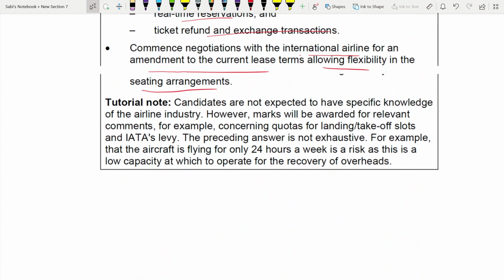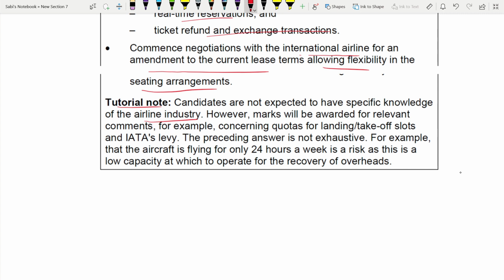Now, before I end this, let us go through the tutorial note once. You're not expected to have very specific and detailed knowledge about the airline industry, but having some will always give you a benefit over others who do not have it. Some points you might have thought of are not given in the answer. Let's see what those are.